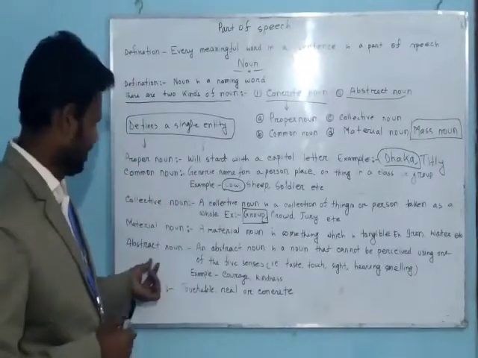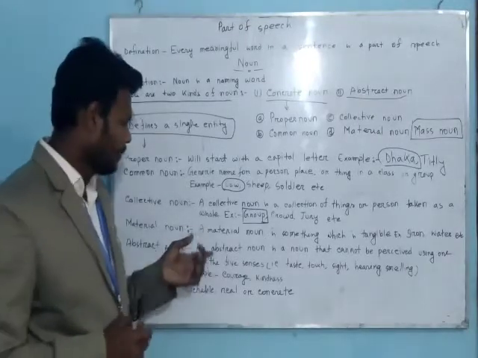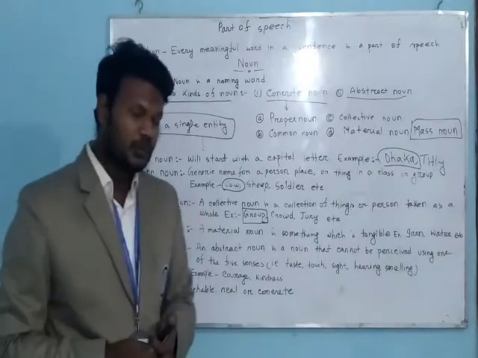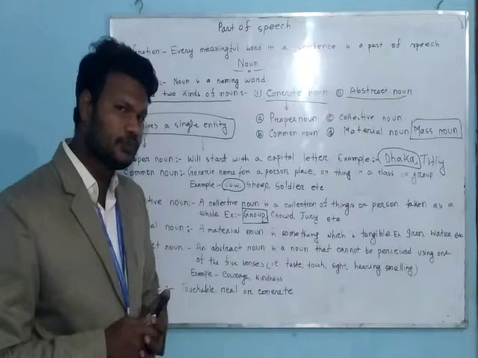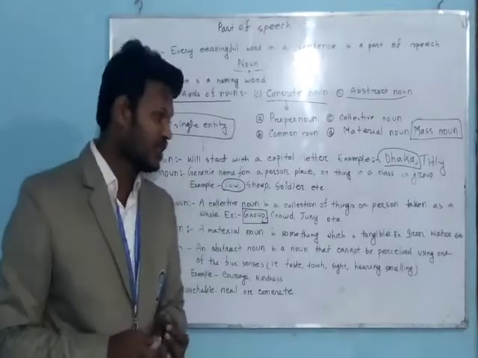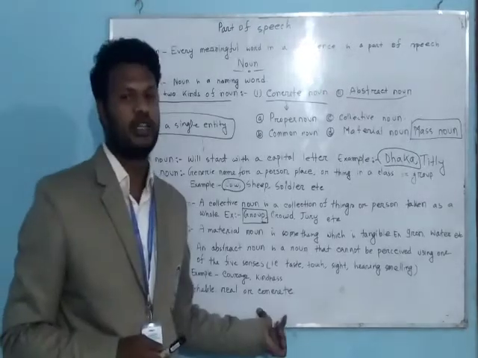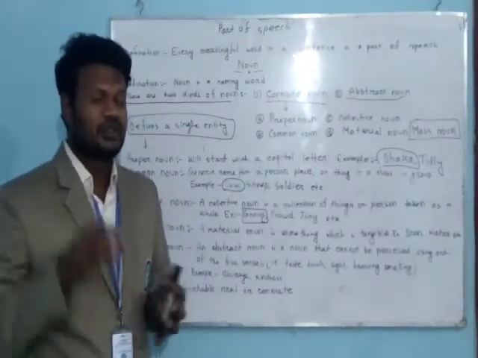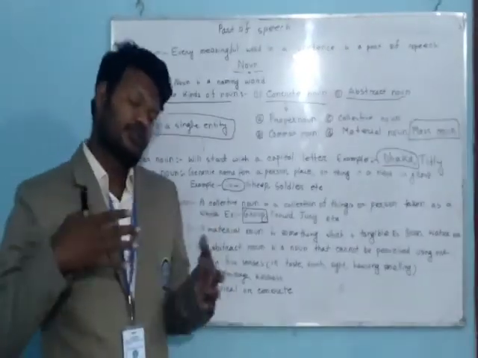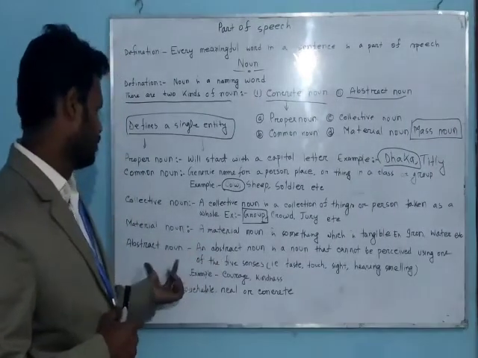And here we can see material noun. So let's talk about material noun now. You can see here the definition of material noun is something which is tangible. What is tangible? I'm repeating again. Tangible means touchable, real, or concrete. If something is tangible, you can touch it, you can measure it, and you can perceive it with your eyes. So something tangible is known as a material noun.